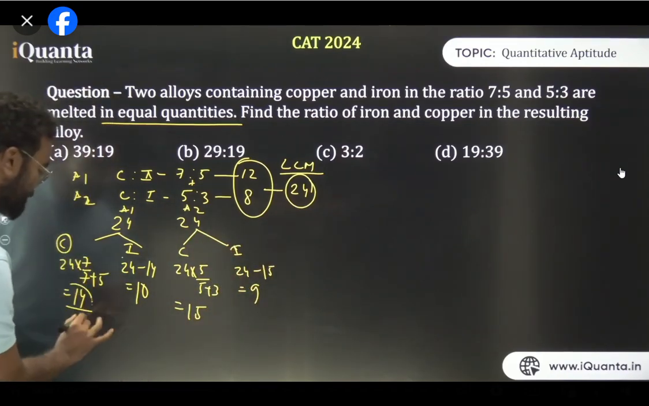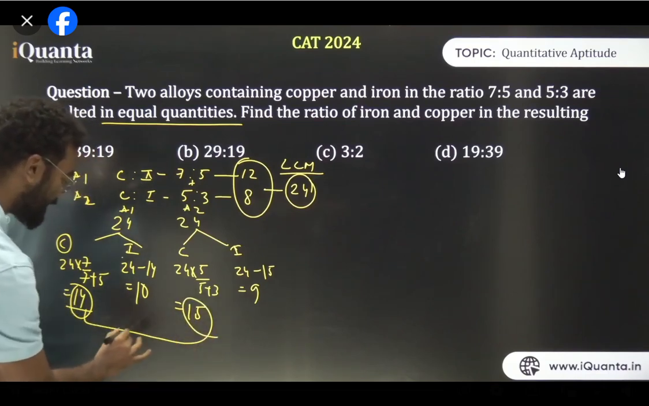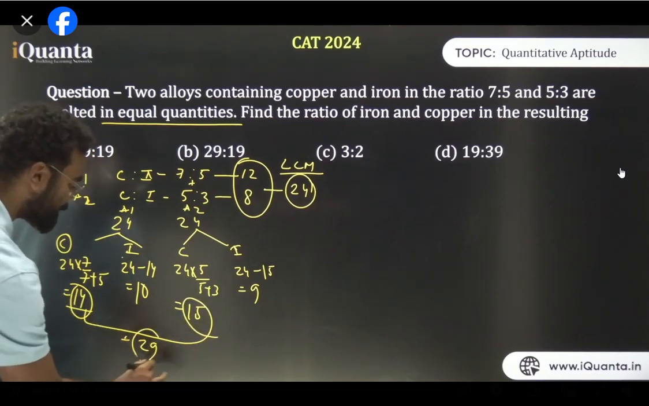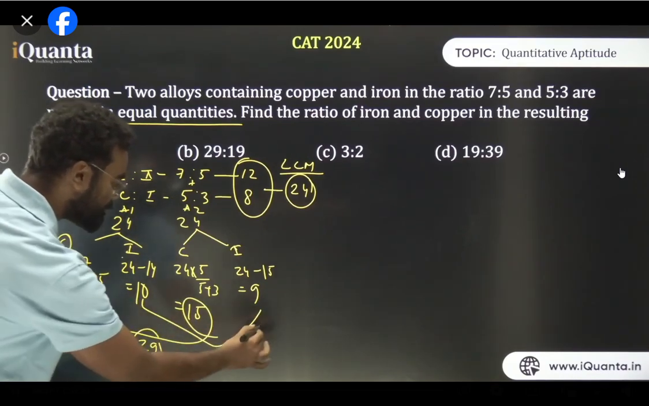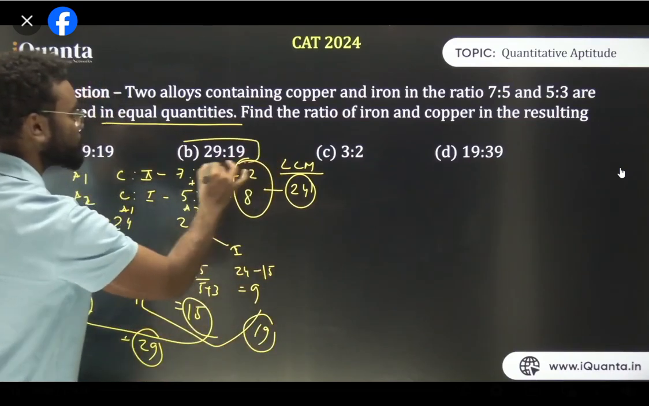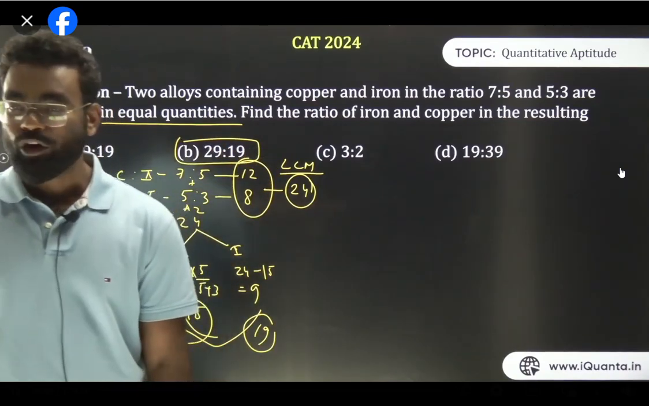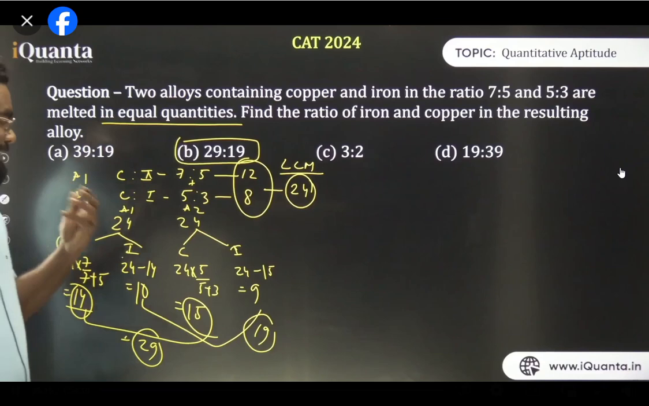Now, if you add this, what is the amount of copper? 14 plus 15. So the amount of copper is basically 29. And what is the amount of iron? That is 10 plus 9, which is 19. So what is your answer? 29:19. As simple as this. Am I clear, all of you? So this is the easiest way to solve this type of question.